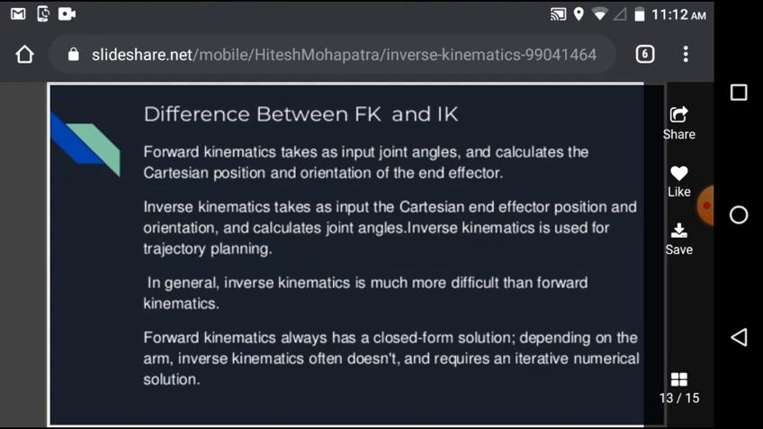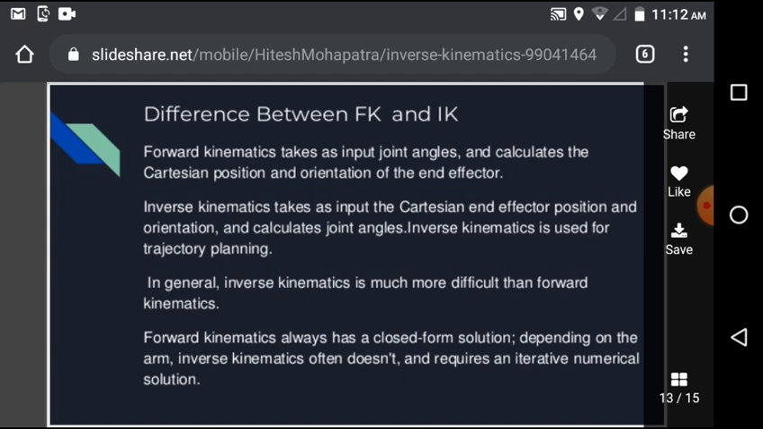Inverse kinematics is much more difficult than forward kinematics. Forward kinematics always has a closed form solution, depending on the arm. Inverse kinematics often does not, and requires iterative numerical solutions. So these are the major differences between forward kinematics and inverse kinematics.